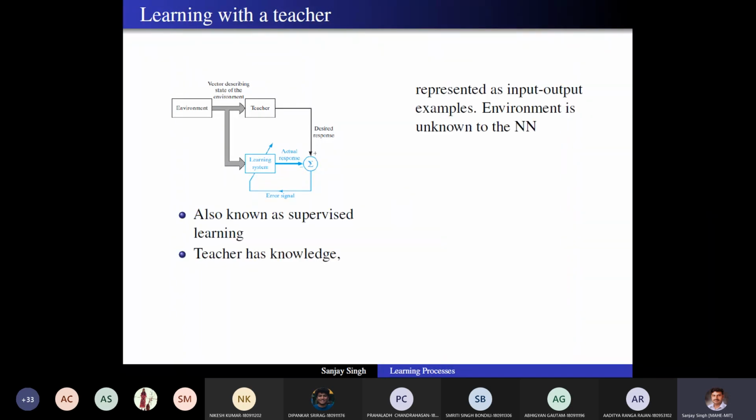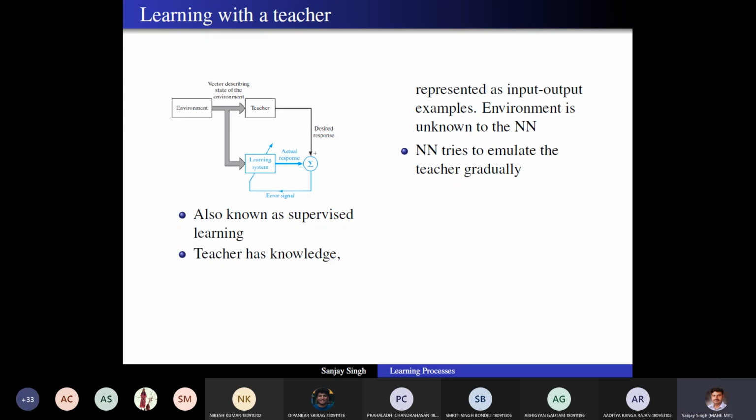So this, as I mentioned, is supervised learning. The teacher has knowledge. How this gets emulated in the system is nothing but a desired output, represented as input output examples. The environment is unknown to the neural network. We don't know from which particular distribution it comes. So effectively, the environment is simulated by the training examples you have. Also, the neural network tries to emulate the teacher gradually. This is what happens.